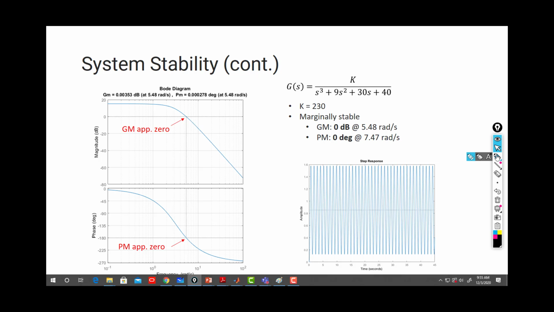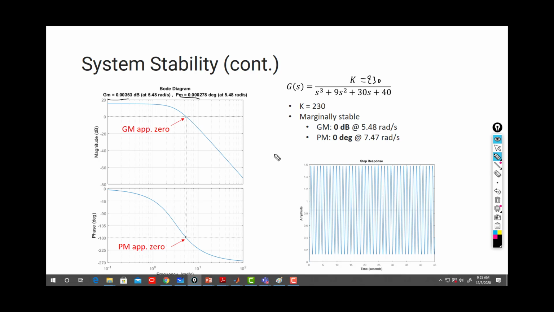Okay, I increased my K. I'm using the same system, but I put K of 230. So now I draw the Bode plot for it and ask you, is the system stable or not? You will do the same. From 0 decibel, you go and find the phase margin. Actually it is 0. From minus 180, you go and find the gain margin. You find the gain margin is 0. Also MATLAB gives them to you as 0.